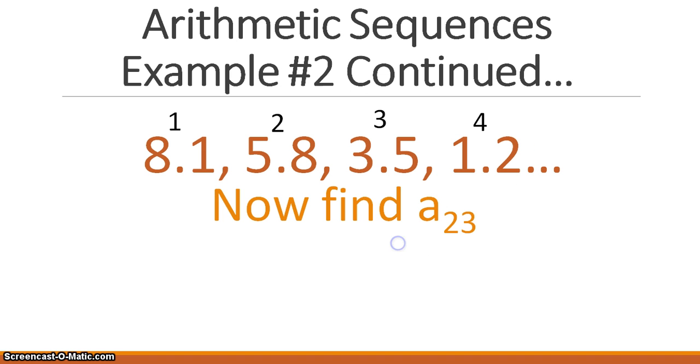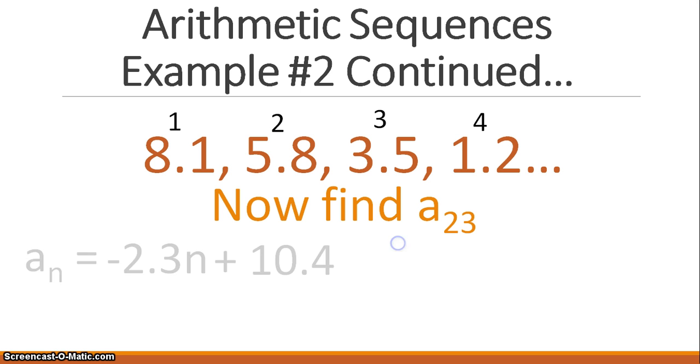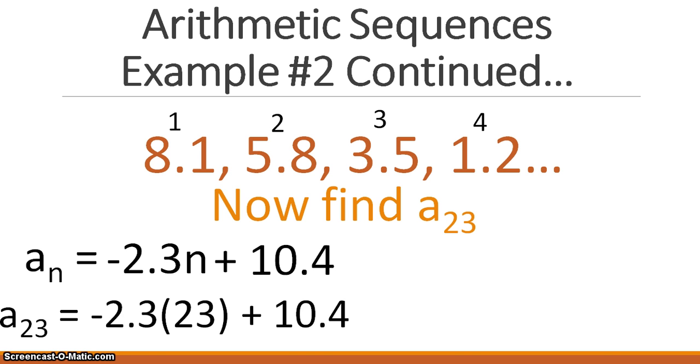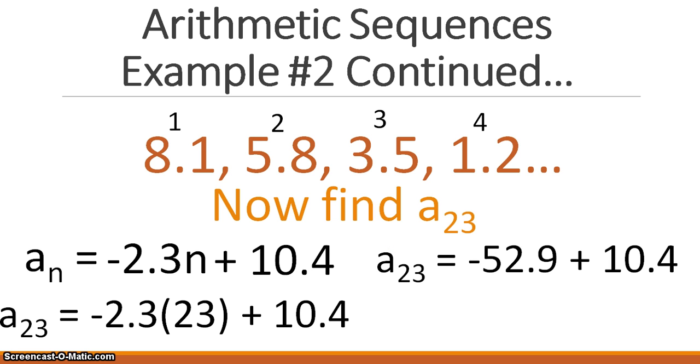Okay, now let's find the 23rd term. Well, I am not going to want to sit here and subtract 2.3 till I get to the 23rd term, so I'm going to use the formula. A sub n is equal to negative 2.3n plus 10.4. I'm going to substitute 23 in. I'm going to do the math, and I get a sub 23 is equal to negative 52.9 plus 10.4, and I get a sub 23 is negative 42.5.